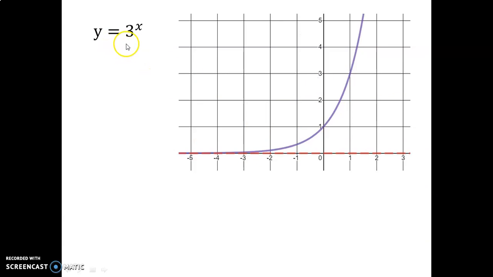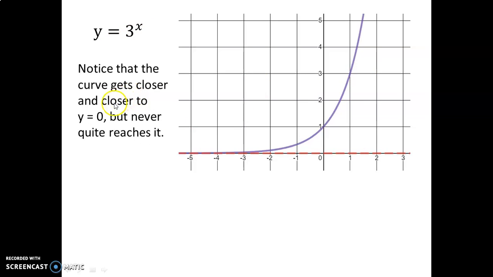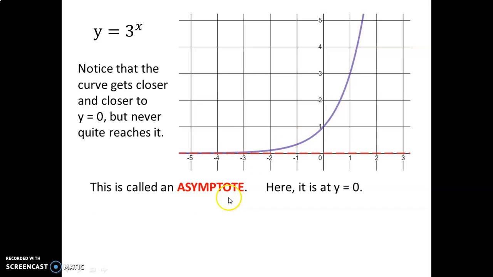This is the graph for y equals 3 to the x. Now notice the graph gets closer and closer to y equals 0 but never reaches it. What does that mean? So if you follow the graph in this direction, it seems to be, like we said before, like it's plateauing at y equals 0. I put a dotted line there. It's never going to get there though. It looks like it does on here, but if you went to Desmos and followed it, it would never get to a value of 0. It would never get there. It's like an invisible wall or barrier keeping it from reaching that point. So that thing again is called an asymptote, and here the asymptote is at y equals 0.